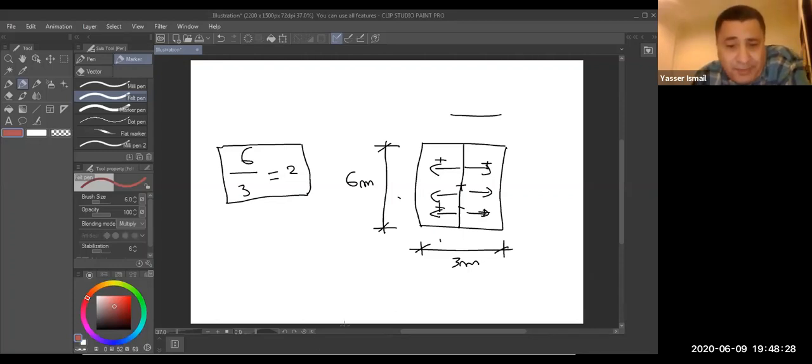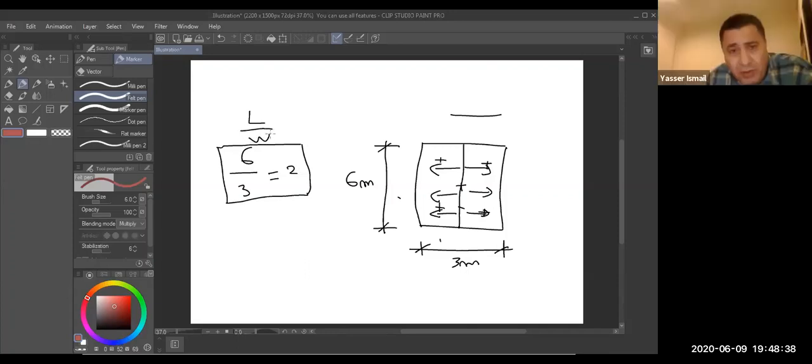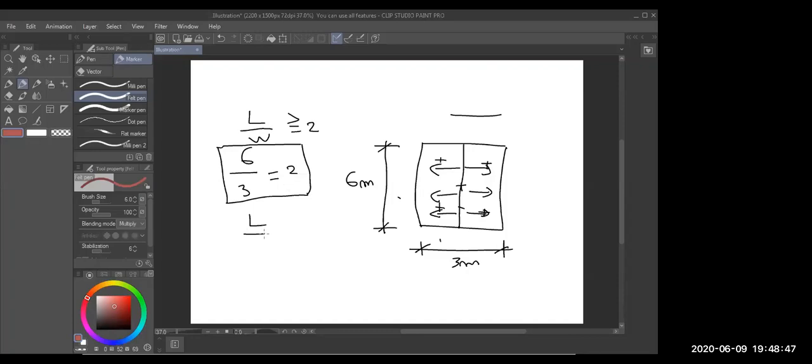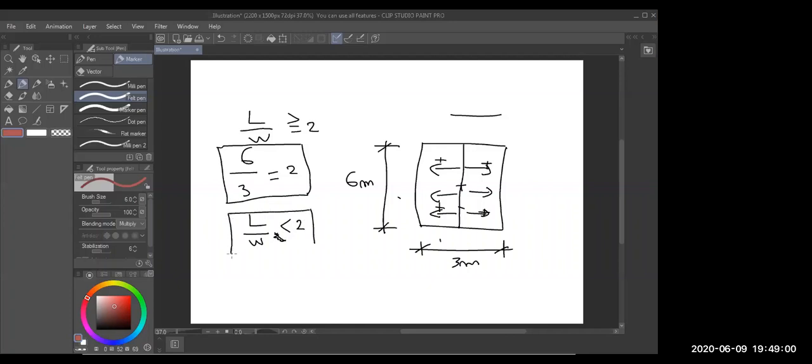Again, we'll come back to two-way slab and one-way slab. I'm giving you a hint: if L over W equals 2 or more than 2, that means this is a one-way slab. If L over W is less than 2, that means this is a two-way slab. You have a one-way slab and a two-way slab.